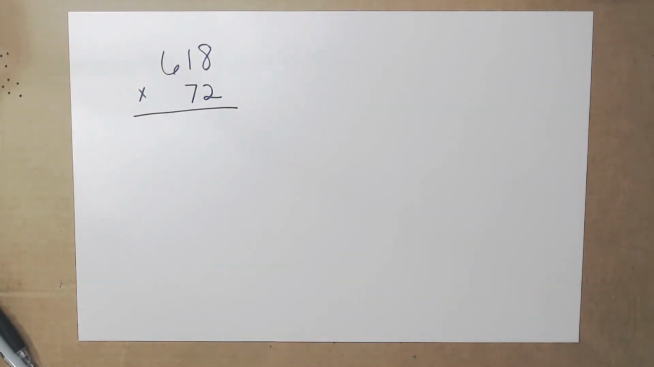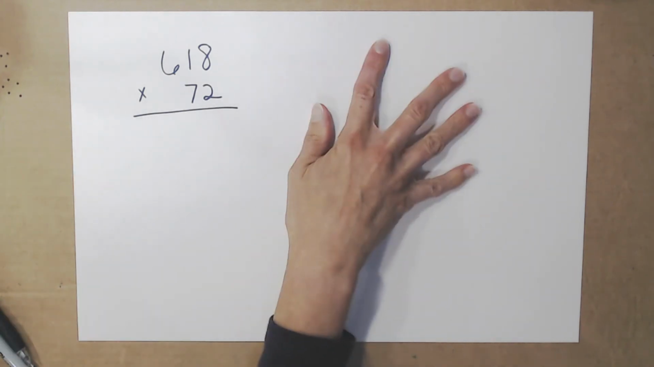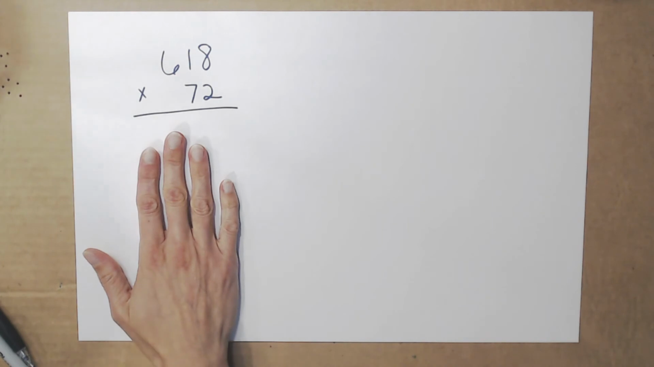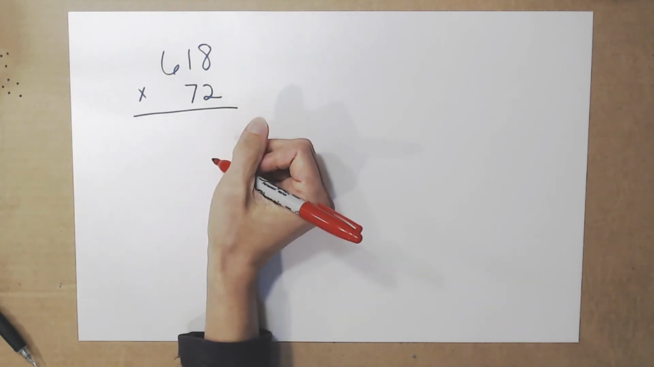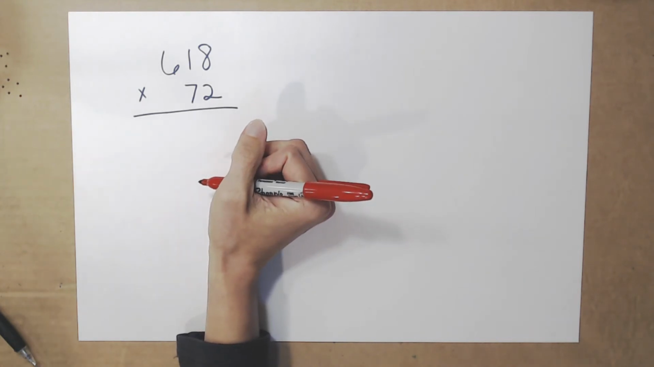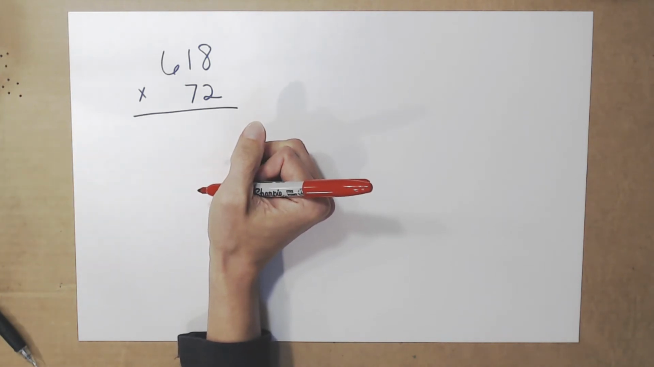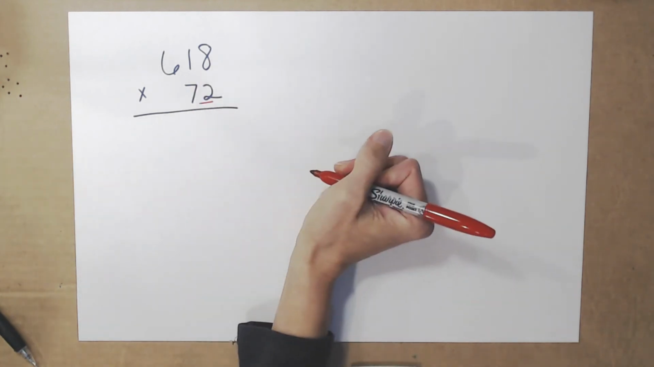Let's do one final problem where I don't write out the extra things over here. Let's just try to think about this one in our head more. So we have 618 times 72. So we're going to think, okay, we're multiplying 618 times 2, and then we're going to multiply 618 times 70, and we're going to add that together, and that will give us 618 times 72. So first we're going to do 618 times 2.